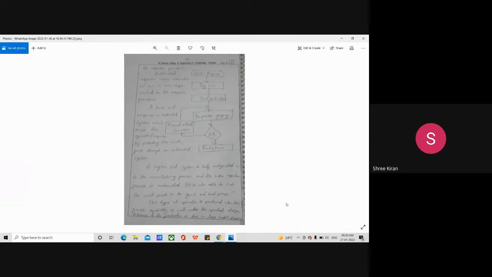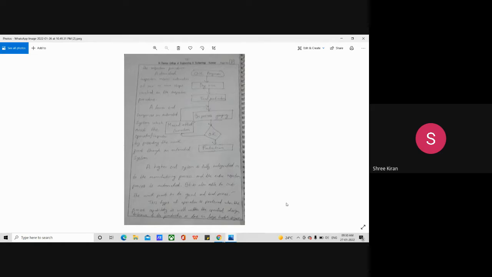So this is what happens in the case of automated gauging for inspection, where we will be having a higher end system which is always fully integrated into the manufacturing process, and the entire inspection process is automated. That is also able to sort the workpiece into good or bad.